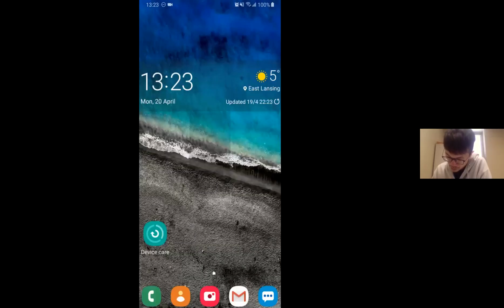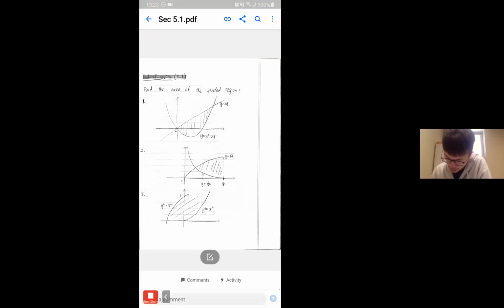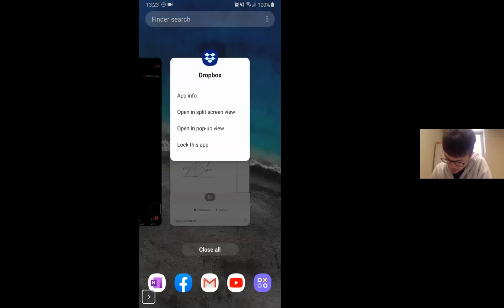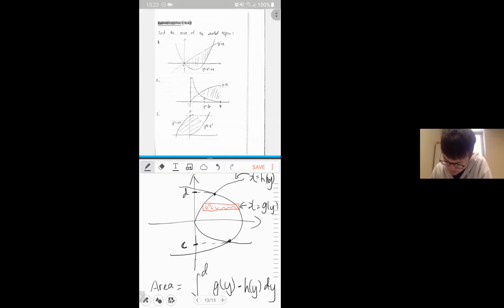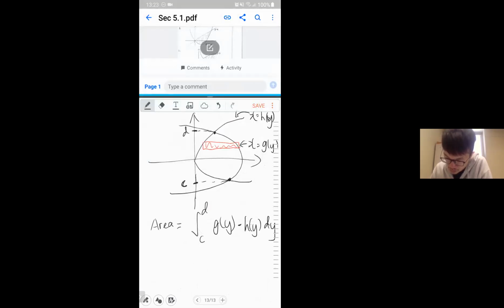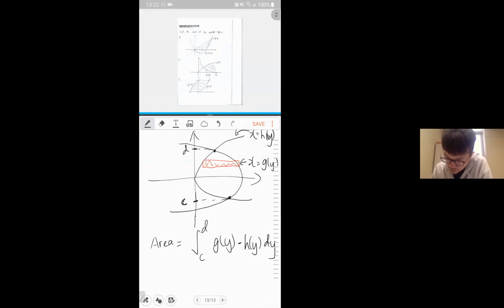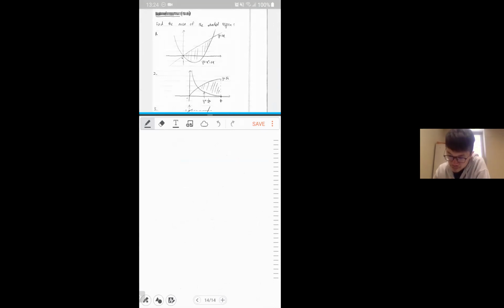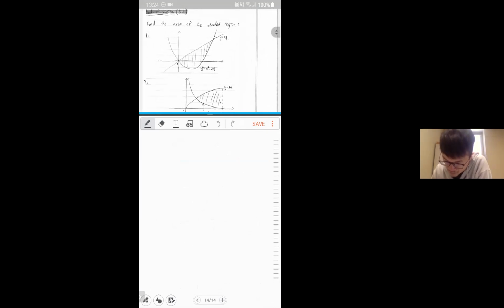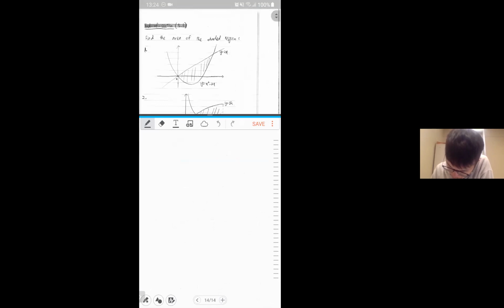Okay, so let's look at this one. I just want you to identify whether it's horizontal or vertical. So for the first one, what do you think? Do we do vertical or do we do horizontal?